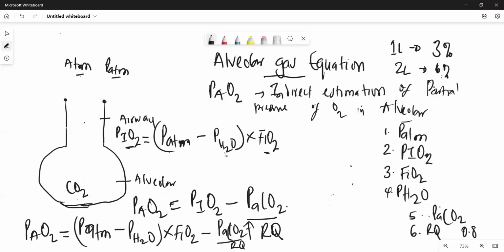And I hope this helps you guys to remember the alveolar gas equation, just the same way I remember it without memorizing it.